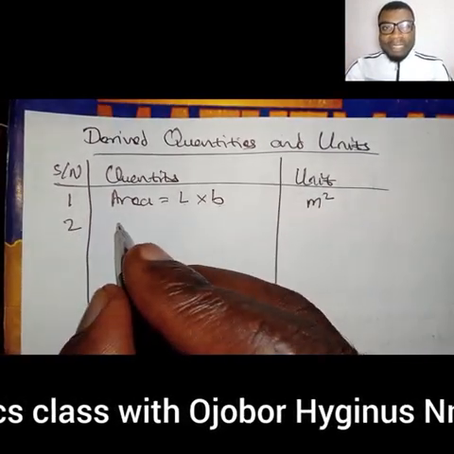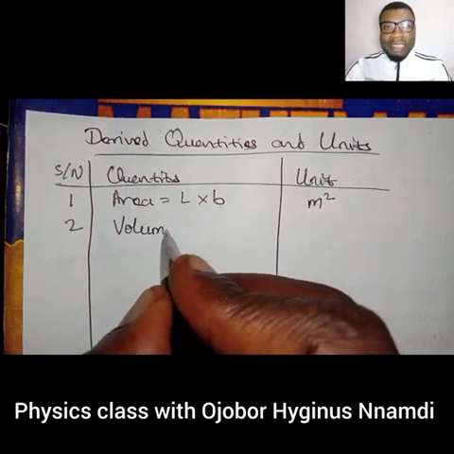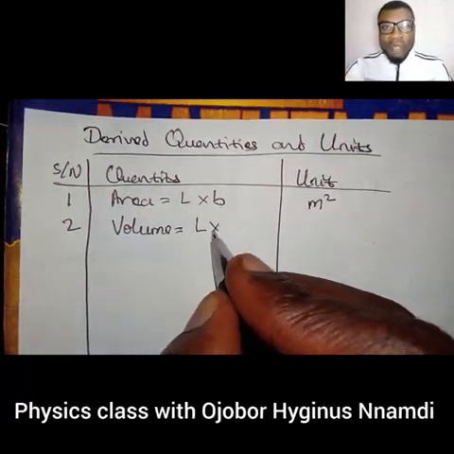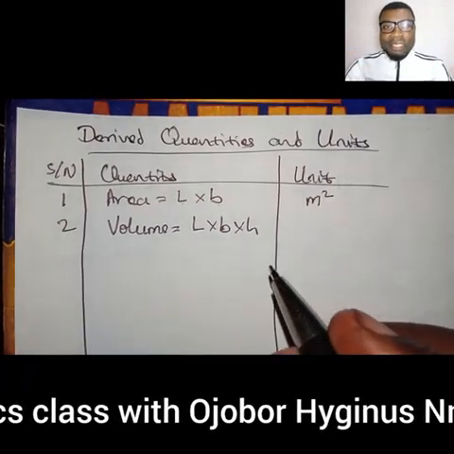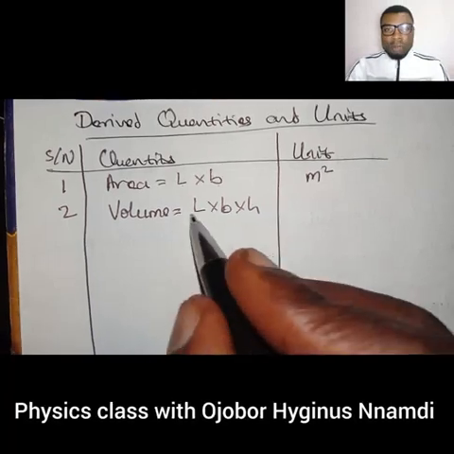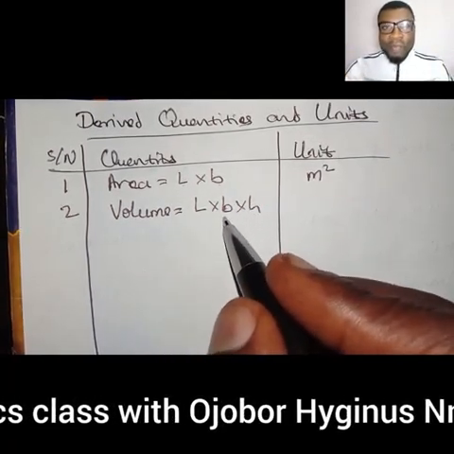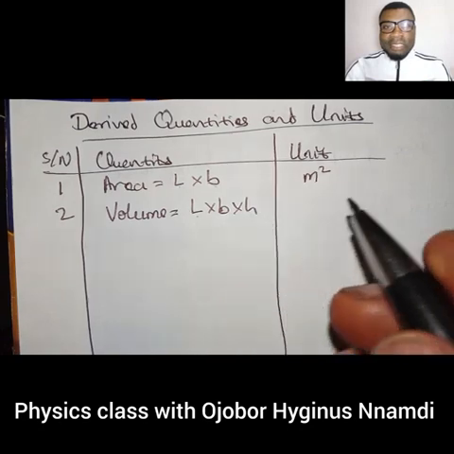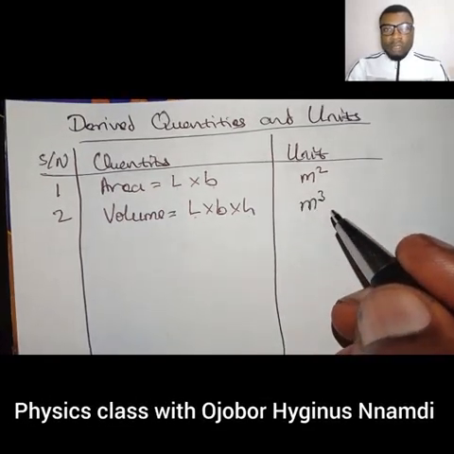Another derived quantity is volume. If you say the volume of a cuboid, it is a combination of the length, breadth and height. The volume of a cuboid is length times breadth times height. When you multiply these three, the length, the breadth, the height, these are just different names given to distance. So the three of them are in meters. So meter times meter times meter will give us meter cube. That is the basic unit of volume.